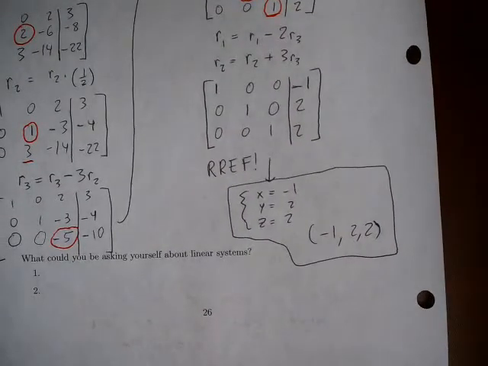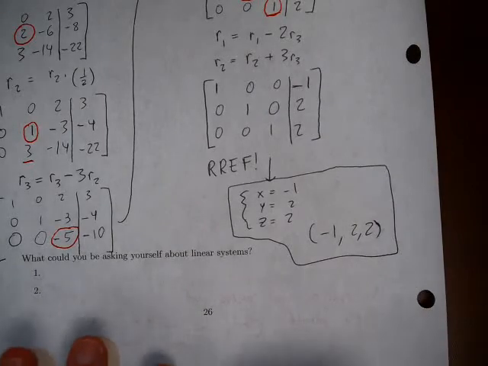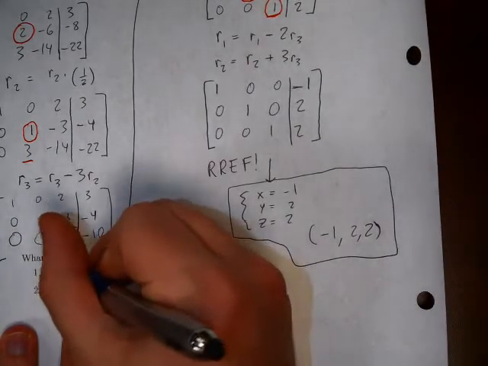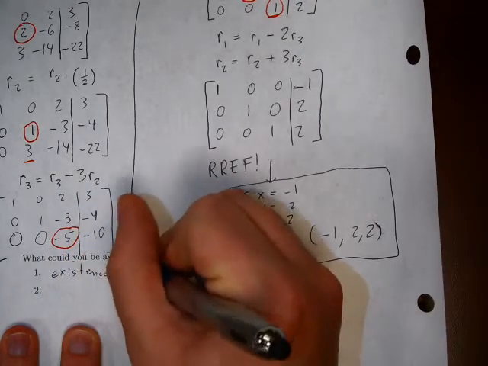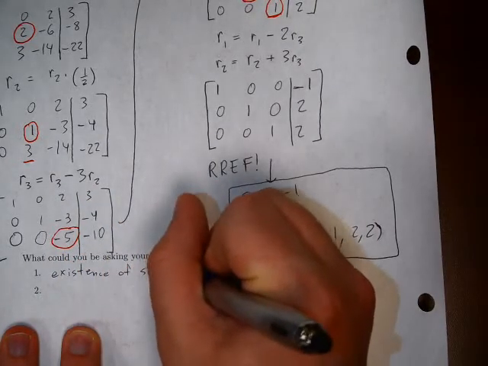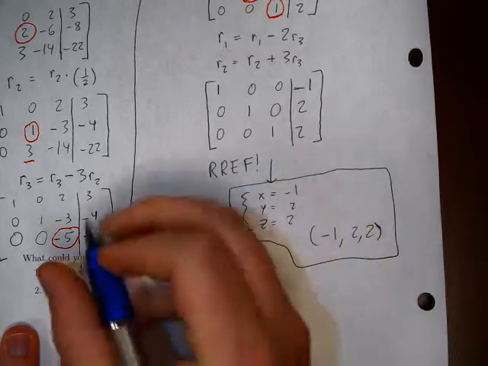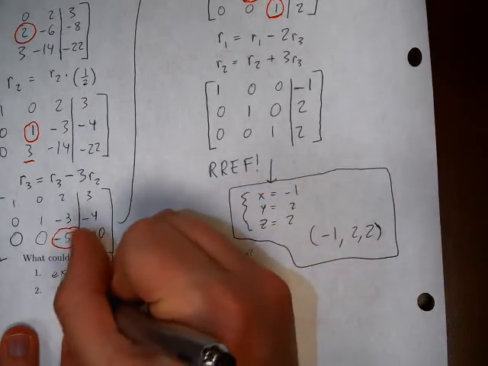Some questions we could ask going forward about linear systems are whether or not our solutions even exist, and how many solutions we have.